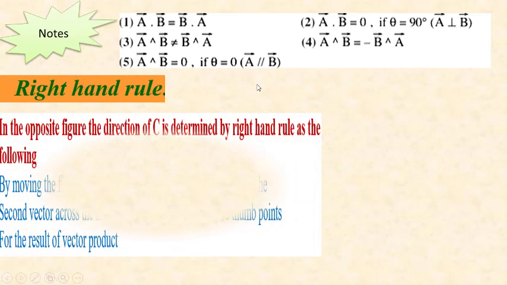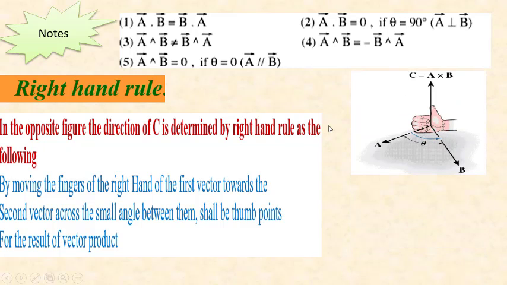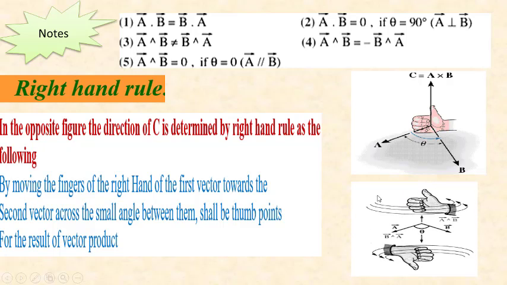Right hand rule. It is a rule which is used to define the direction of the C vector, the resultant of two vectors. In the opposite figure, the direction of C is determined by the right hand rule. Look at this: if this is vector A and this is vector B, then the thumb refers to vector C. It is normal to both A and B. By moving the fingers of the right hand from the first vector toward the second vector in the cross product, through the small angle between them, the thumb points in the direction of the resultant vector C, like in this figure.